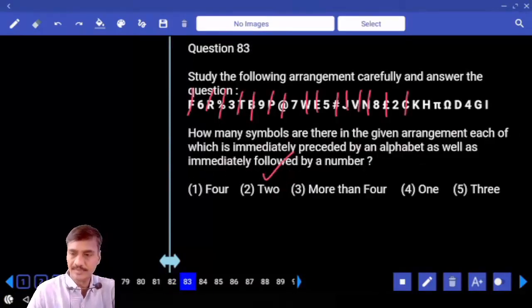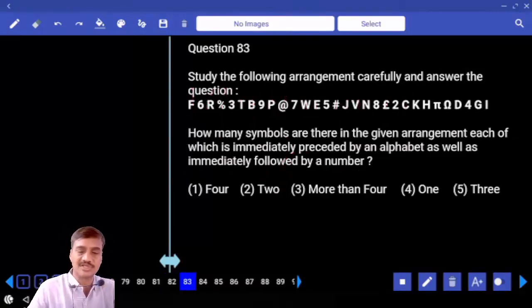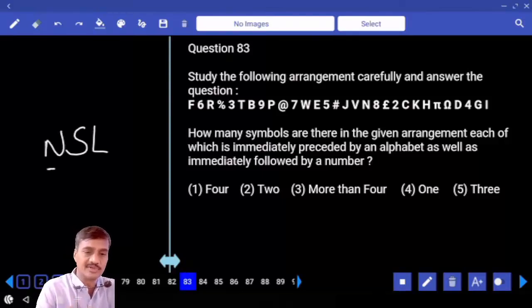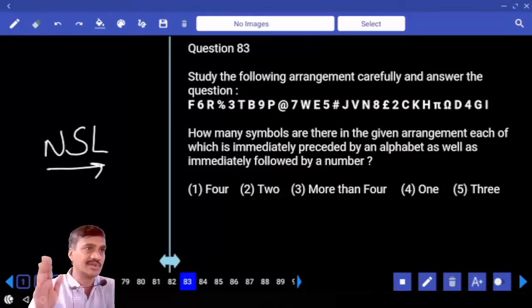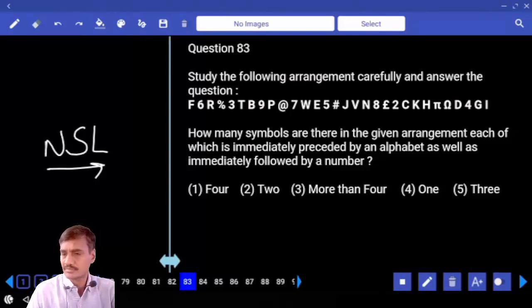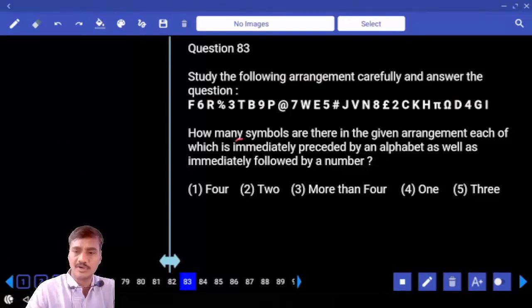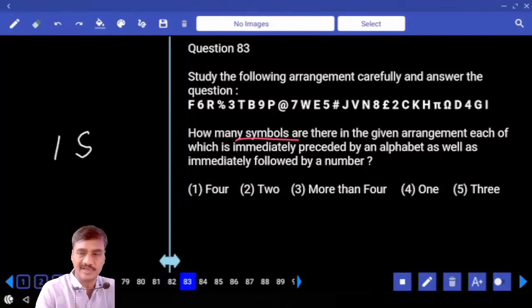And 83. How many symbols are there? Now the question is about a symbol which is immediately preceded by a letter and followed by a number. The sequence must be letter, symbol and number. How many symbols are there, each of which is immediately preceded by a letter as well as immediately followed by a number.